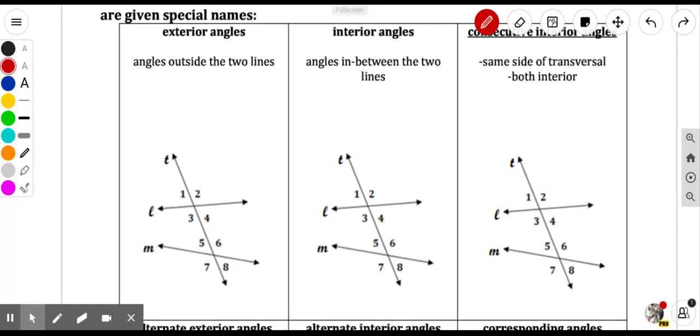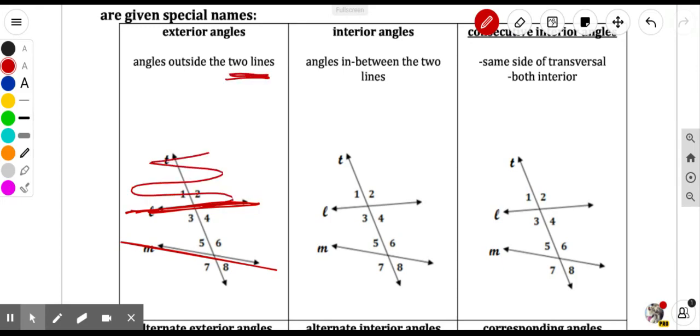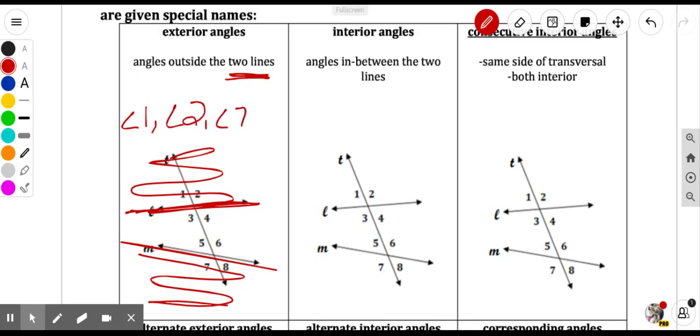So exterior angles are angles on the outside of the two lines. So if L, okay, well, I don't know why it keeps doing that. If L and M are your two lines, and T is your transversal, when I say outside the two lines, I mean outside of the transversal. So like these would be exterior because they're on the outside of the two lines. So it would be angle 1, angle 2, angle 7, and angle 8. Those are all considered exterior angles. They're outside the two lines.